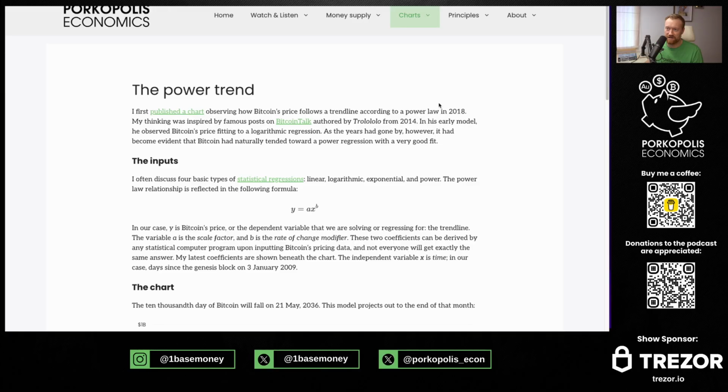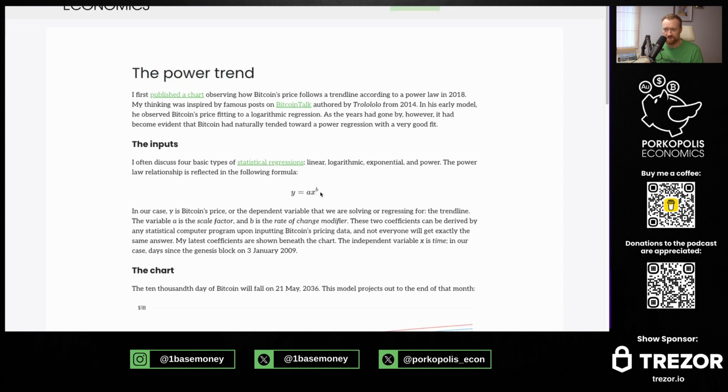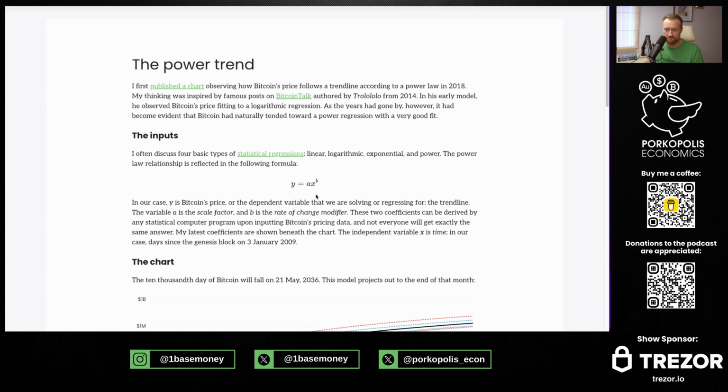So very happy here. We have this new section on the website, and I'm going to update this more, by the way. Only one right now. It's called the chart. We're on this page, power trend. Okay. You can read through it yourself. We have the inputs of the power regression here, the relationship, the expression, the formula.